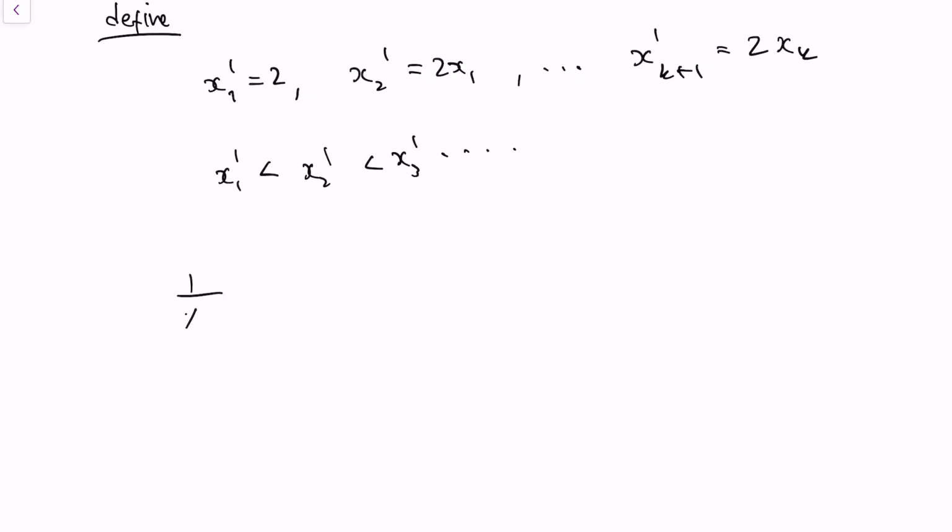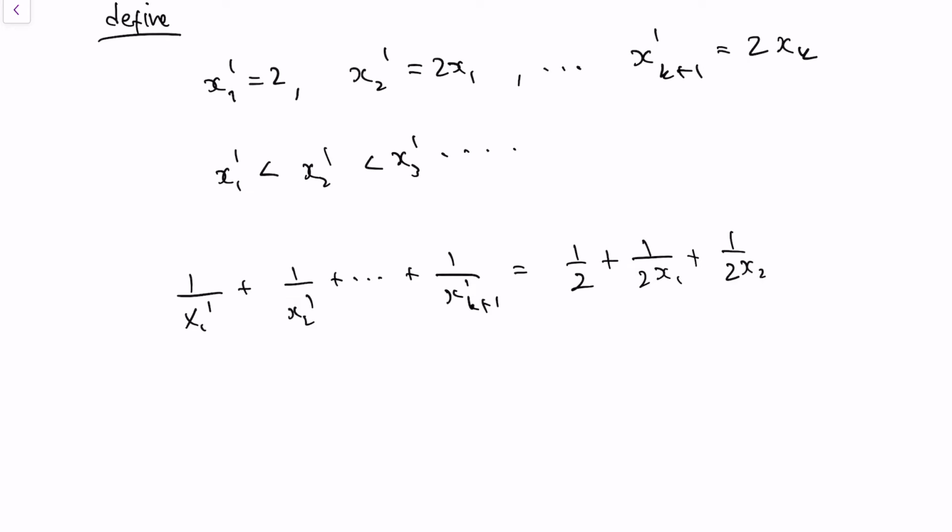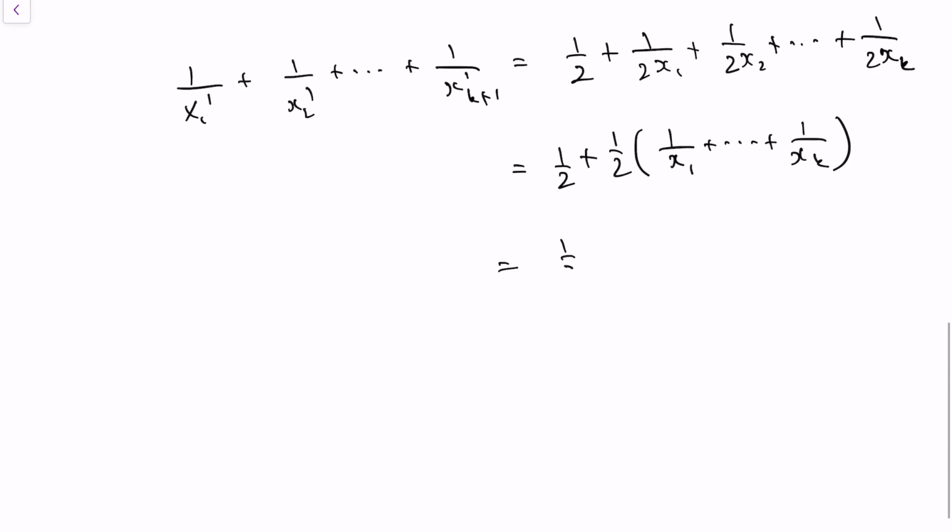And if we write 1 over x1 dashed plus 1 over x2 dashed plus up to 1 over xk plus 1 dashed, that's the same as 1 over 2 plus 1 over 2x1 plus 1 over 2x2 plus all the way up to 1 over 2xk. That's equal to 1 over 2 plus 1 over 2 times (1 over x1 plus up to 1 over xk). Now from the assumption this is 1, so we have 1 over 2 plus 1 over 2, which gives us 1, right?